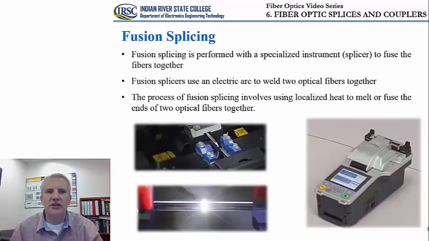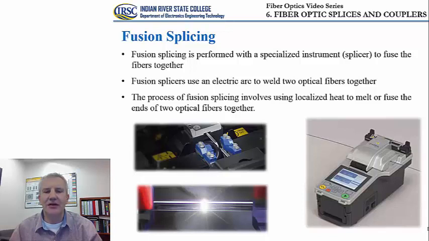We are now turning our attention to another type of splicing, and that's so-called fusion splicing. In order to perform fusion splicing, you need a specialized type of instrument, a so-called splicer, that's going to be used to fuse the fibers together. Fusion splicers basically use an electric arc to weld two optical fibers together. The process of fusion splicing involves using localized heat to melt or fuse the two ends of the fibers together.